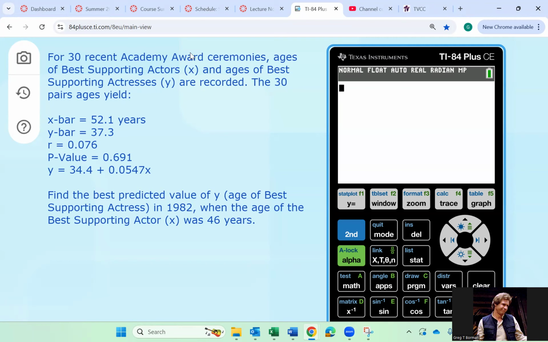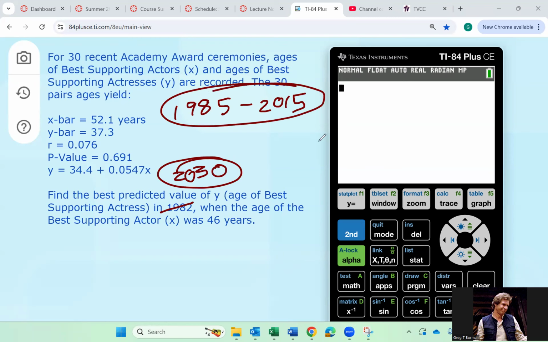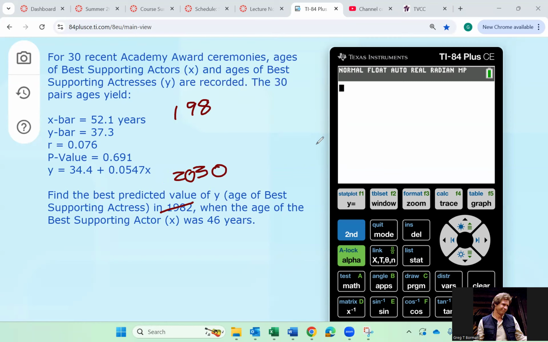Now, if they had said, let's use the equation here to estimate how old the best supporting actress was in the year 2030, we'd say, our 30 years of data runs from roughly 1985 to 2015. Is 2030 close enough to that range? Probably not. You're probably going to want to be within 5 years. But 1982 is quite close to that range.